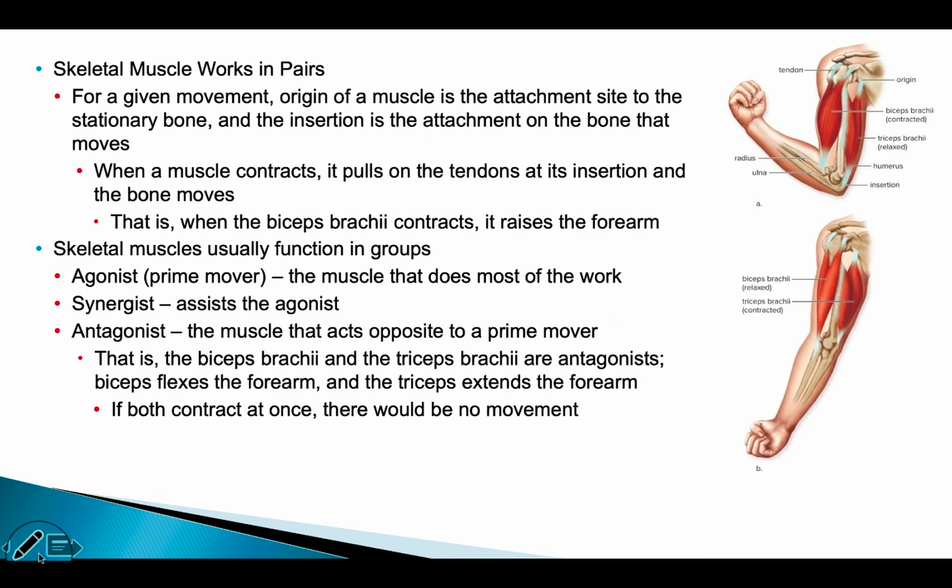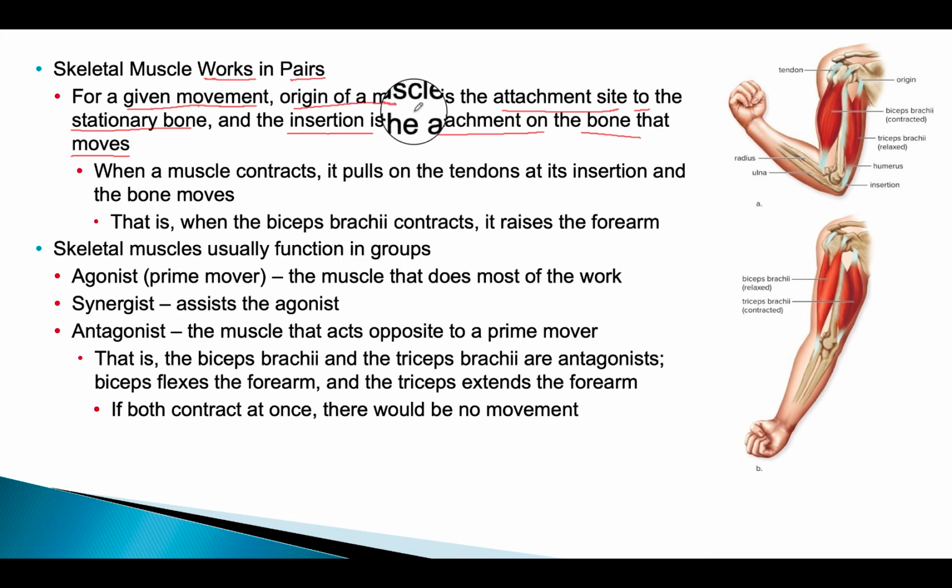So how is the muscle now going to work? When we talk about the muscle, this is now working in pairs. So you have muscles that are going to work in pairs. How so? For a given movement, for example, the origin of a muscle is the attachment site to the stationary bone. Insertion is the attachment on the bone that actually moves. So what do we mean by that?